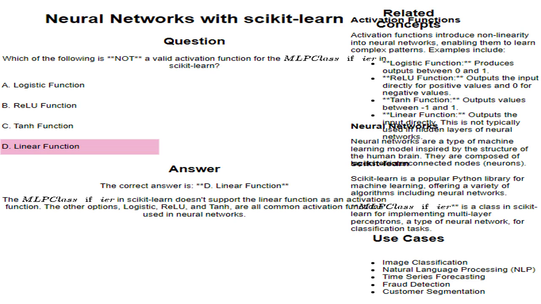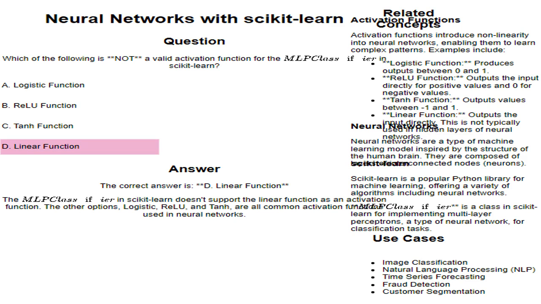For classification tasks, scikit-learn is a widely used Python library for machine learning. It provides a comprehensive set of tools for various machine learning tasks, including classification, regression, clustering, and dimensionality reduction. Scikit-learn also offers implementations of various neural network architectures, including the MLP classifier for classification.